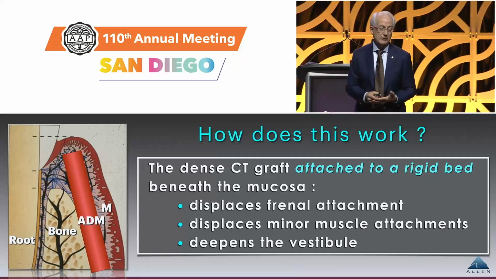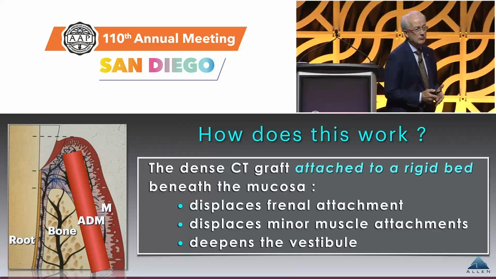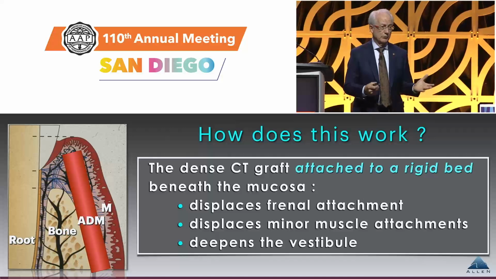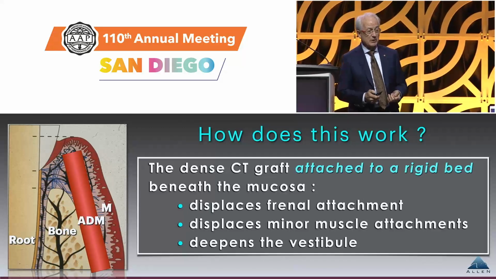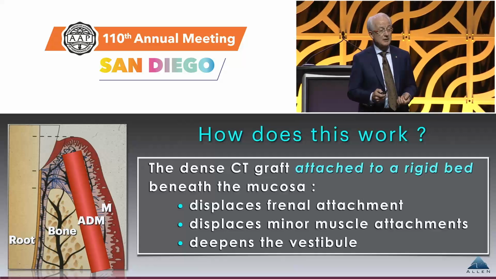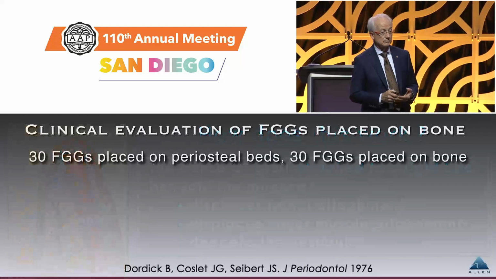So how it works, you have to have a rigid bed. So I do blunt reflection for 8 millimeters apical to the CEJ. And that way you have a firm attachment of a dense connective tissue graft, whether it's allograft, a xenograft, or autogenous. So it attaches to that bed, and that will displace the frenum internally. It will displace minor muscle attachments and therefore deepen the vestibule.